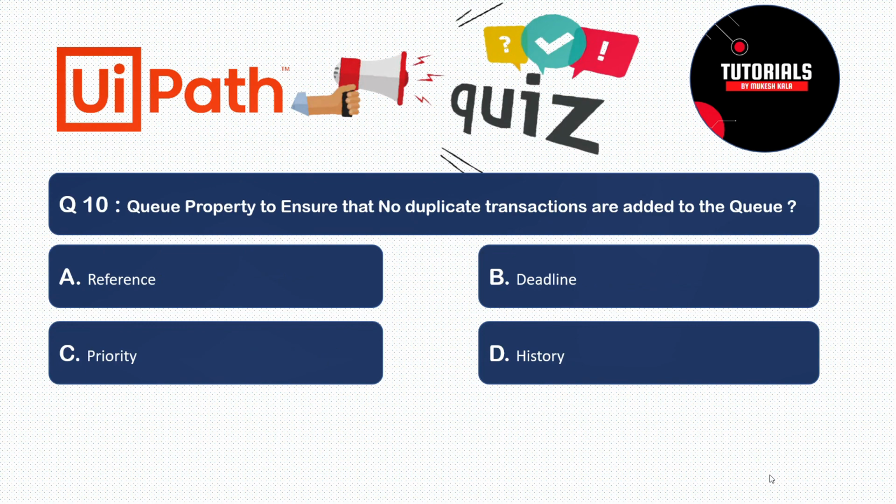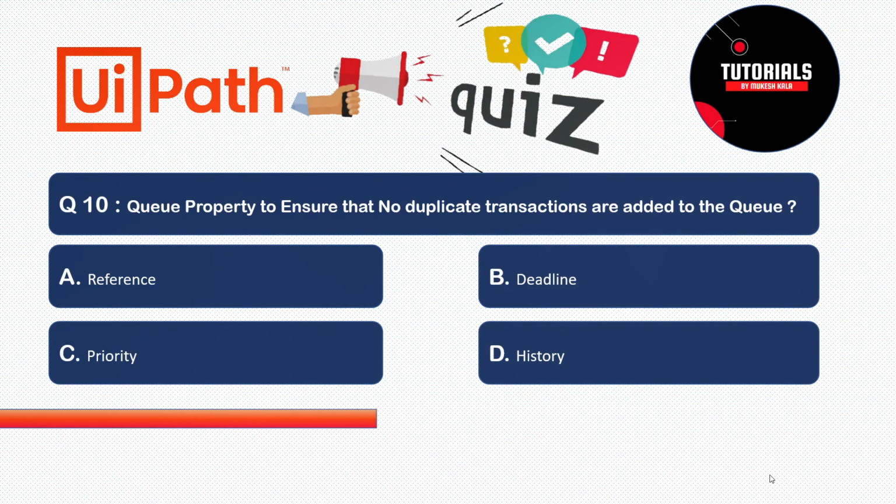And this is about the queue, right? Which queue property ensures that no duplicate items are added to the queue? So I have made a queue and I want to make sure that duplicate items are not added to the queue, such as an employee queue. No two employees can have the same email ID. So I want to make a queue where there are no duplicate items. Which property of the queue should I use? Reference, deadline, priority, or history?